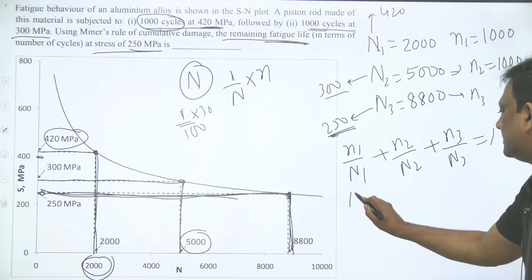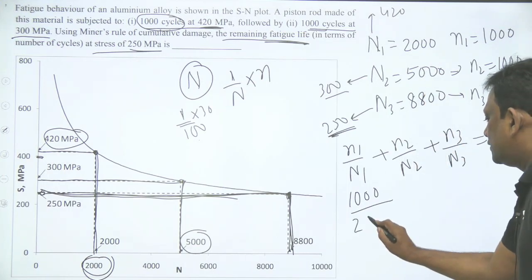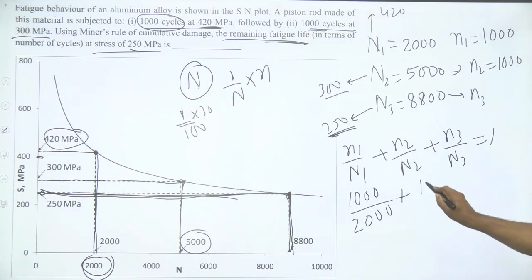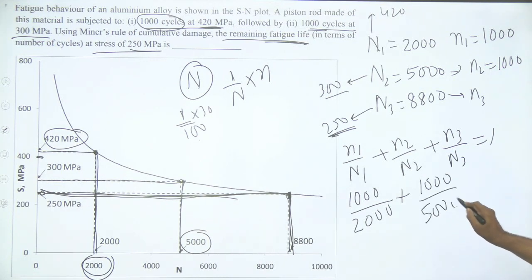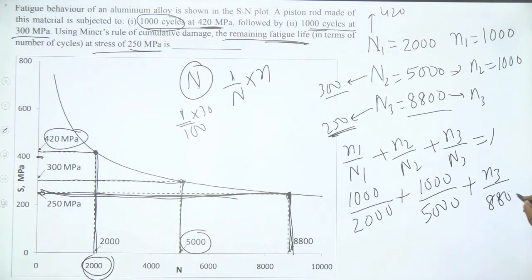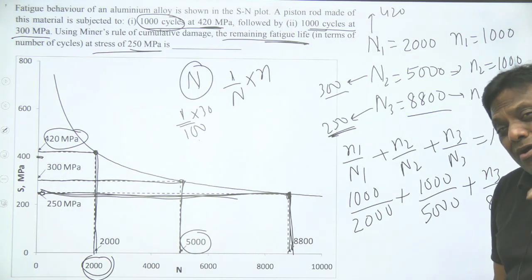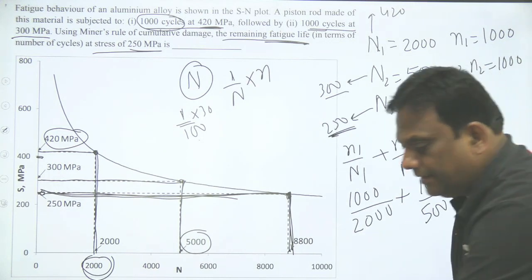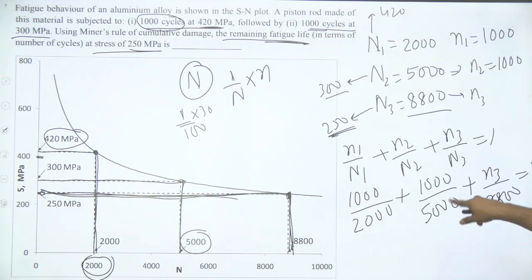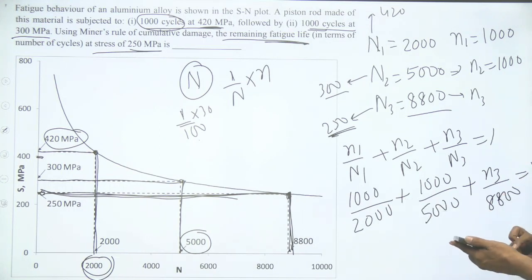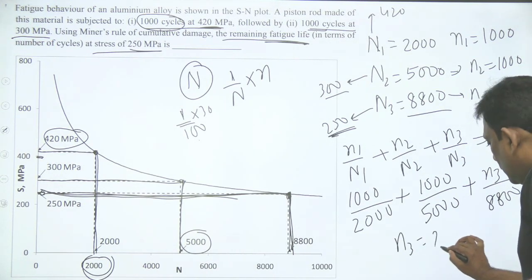So n1 is 1000 by capital N1, which is 2000. Plus n2, it is 1000 divided by 5000, plus n3, I do not know, by capital N3, which is 8800, and that should be equal to 1. And what is small n3? It is the number of cycles that my component is spending under a stress of 250 megapascal. Let me check, sir. This is half, 1 by 2. 1 by 5 is 0.2, plus 0.5 is 0.7. So therefore this is 0.3. 8800 into 0.3, I'm getting this number of cycles as 2640.